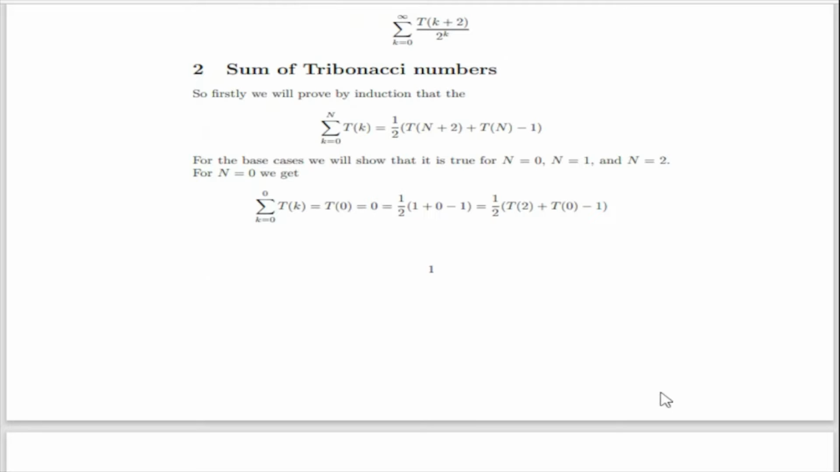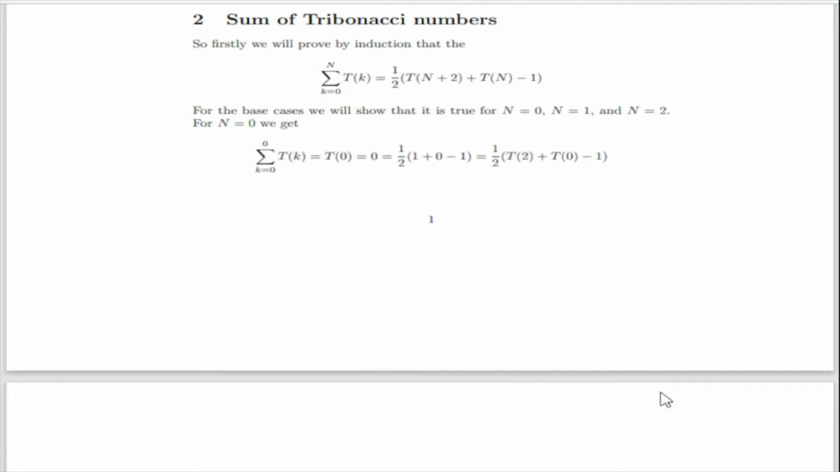So, the sum of the Tribonacci numbers. Well, last time I showed you guys the sum of the Fibonacci numbers, the first n of them. So firstly, we want to prove by induction that the sum from k equals 0 to n of t of k equals 1/2 times t of n plus 2 plus t of n all minus 1.